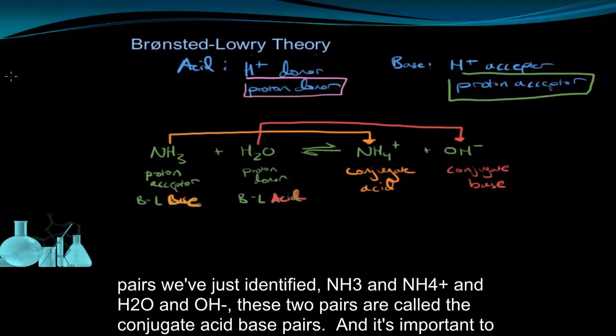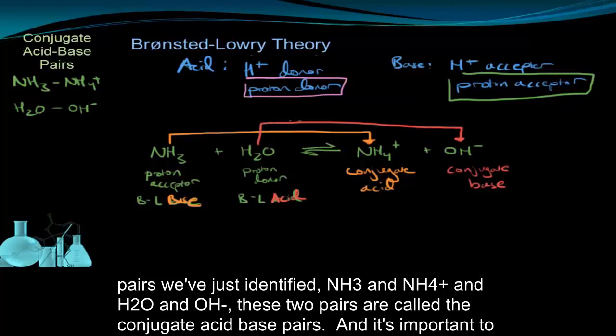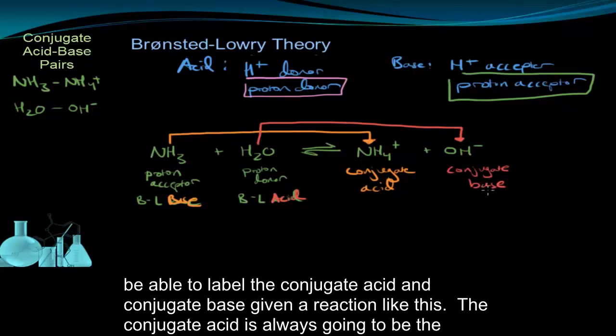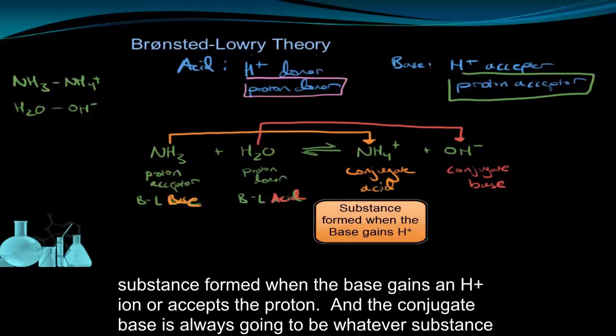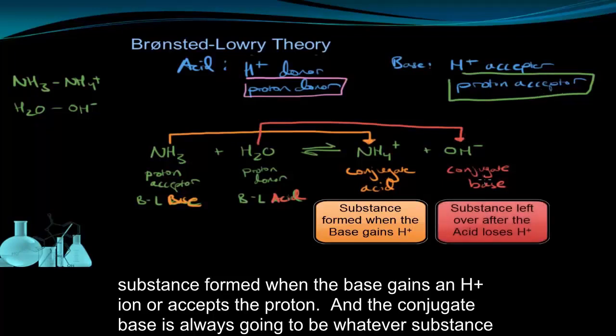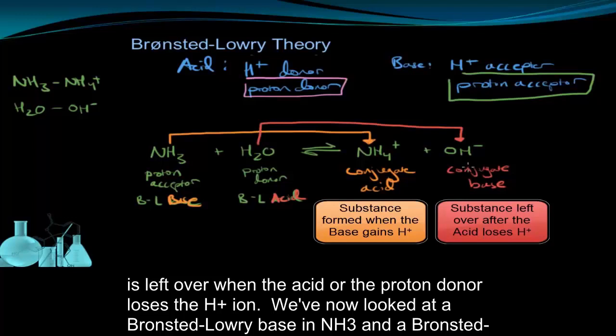So these two pairs we just identified, NH3 and NH4+, and H2O and OH-, these two pairs are called conjugate acid-base pairs. And it's important to be able to label the conjugate acid and conjugate base given a reaction like this. The conjugate acid is always going to be the substance formed when the base gains an H+ ion, or accepts the proton. And the conjugate base is always going to be whatever substance is left over when the acid, or the proton donor, loses the H+ ion.